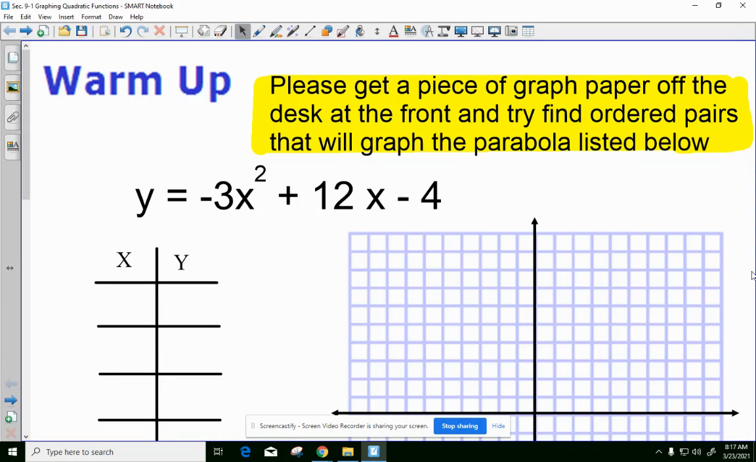So ordered pairs that you believe would be a part of that. Okay. Obviously, the other side of that paper will be part of your homework for tonight. And we'll talk about that in a minute.